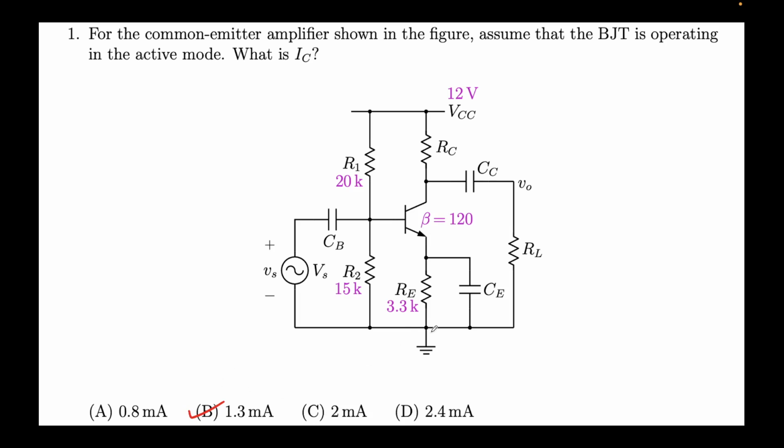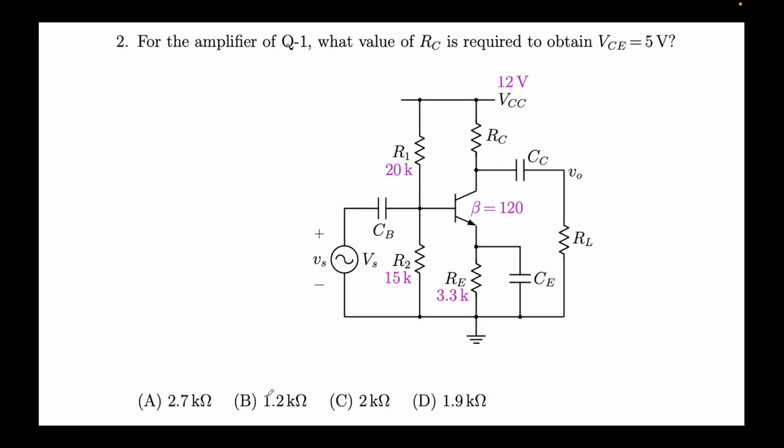So that's how we found the current, and usually this is the most important step in the DC biasing of a transistor, because this ultimately determines how the small signal performance of a BJT looks. This is an important part, and we arrived at it just by using the DC analysis. So the correct answer is 1.3 milliamps.